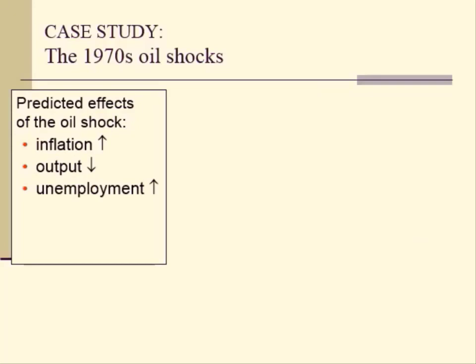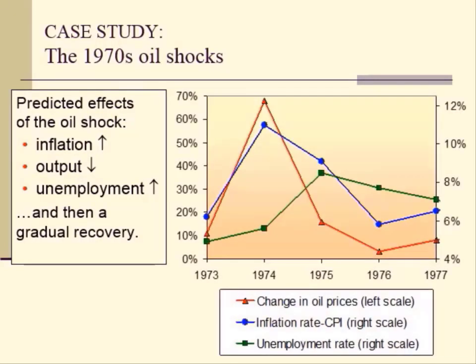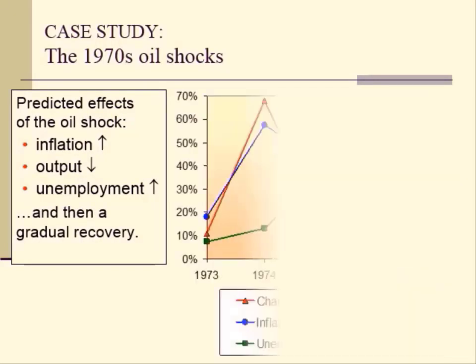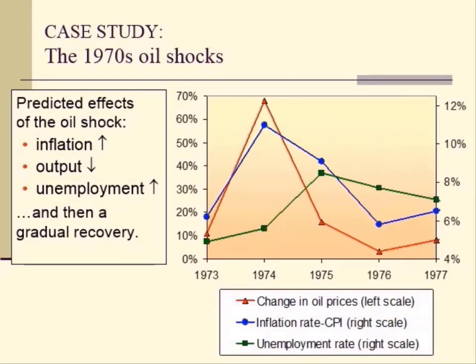And this plot summarizes the model's predictions, and they are supported. That is, as you see in this plot, as the price level rises, the inflation rate rises, output falls, and the unemployment rate increases. And then you see that the opposite holds true: when the oil price falls, the CPI inflation rate falls, and, following with a lag, the unemployment rate falls. So this plot supports the predictions of the model.